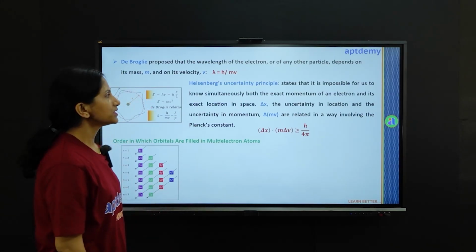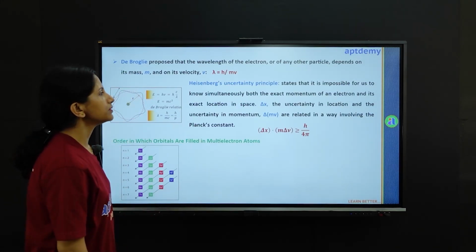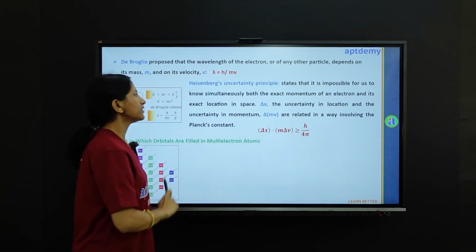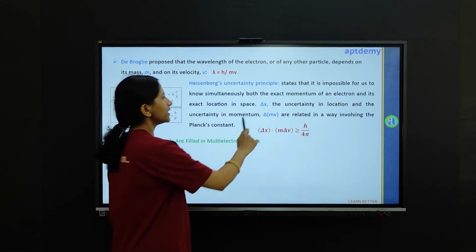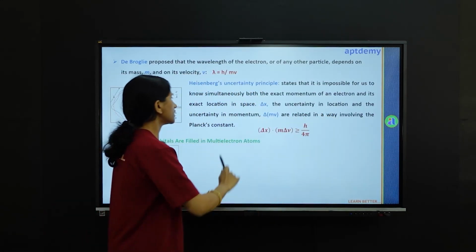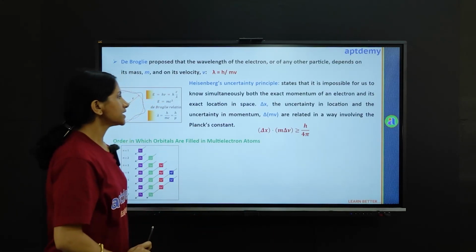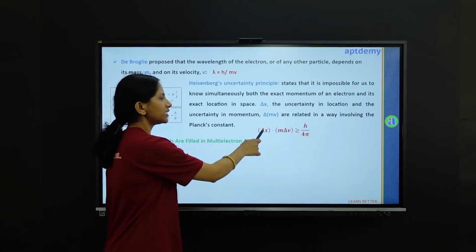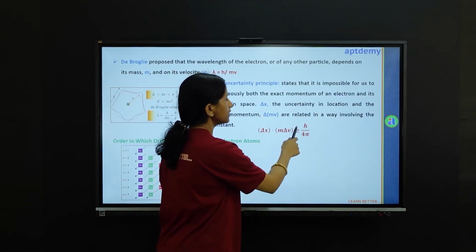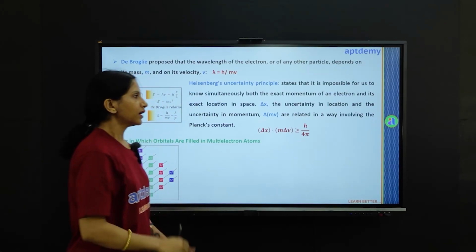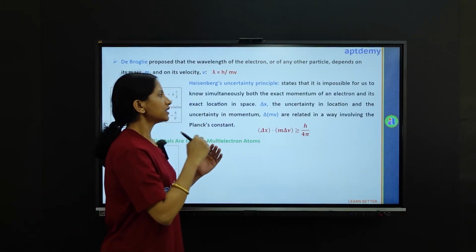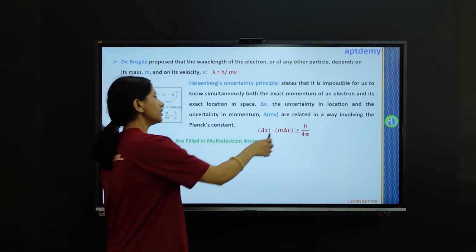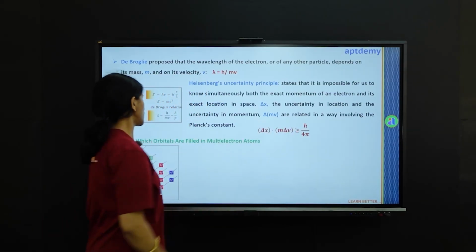Heisenberg's uncertainty principle states that it is totally impossible for us to know simultaneously both the exact momentum of an electron and its exact location in space. And if delta x is the uncertainty in location and delta v is the uncertainty in velocity, they are related through this equation, that is delta x times m delta v is greater than or equal to h by 4 pi, and this uncertainty in position and uncertainty in momentum are related to our Planck's constant through this equation.